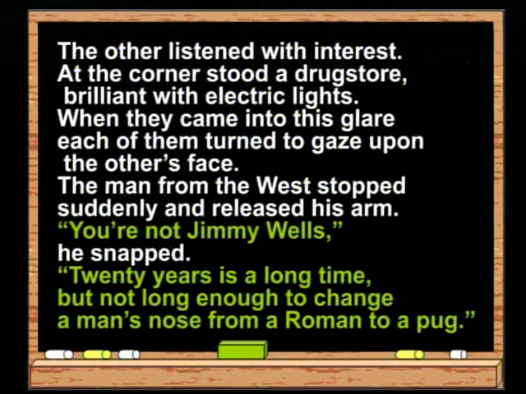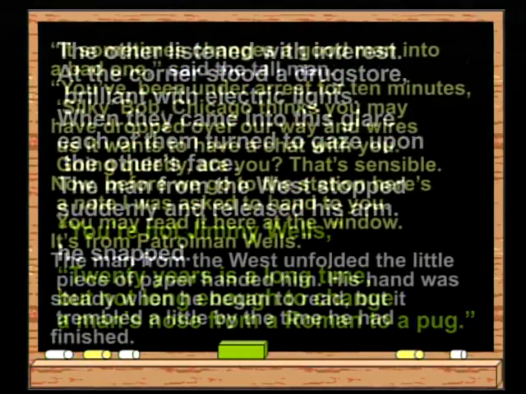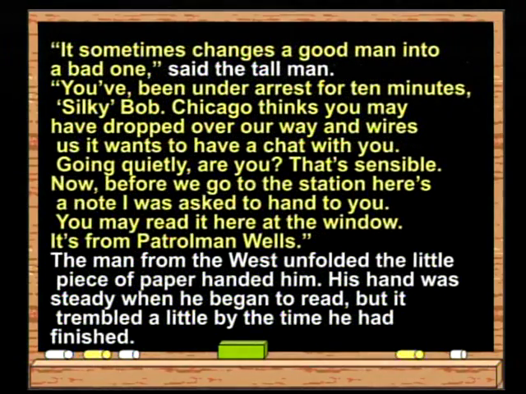"You're not Jimmy Wells," he snapped. "Twenty years is a long time, but not long enough to change a man's nose from a Roman to a pug." "It sometimes changes a good man into a bad one," said the tall man. "You've been under arrest for 10 minutes, Silky Bob. Chicago thinks you may have dropped over our way and wants to have a chat with you. Going quietly, are you? That's sensible.